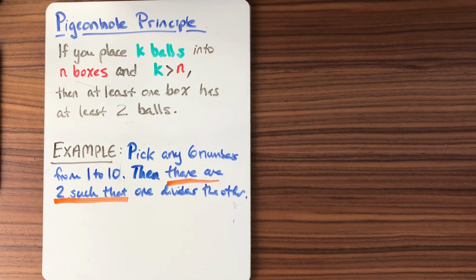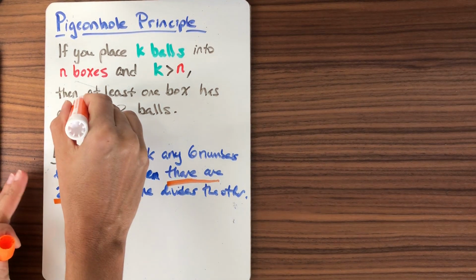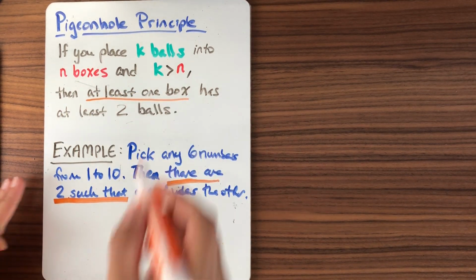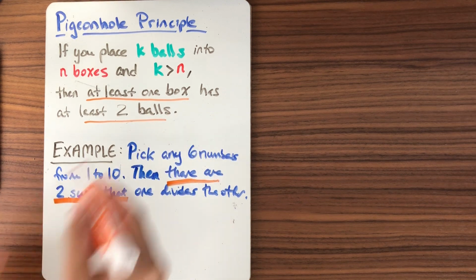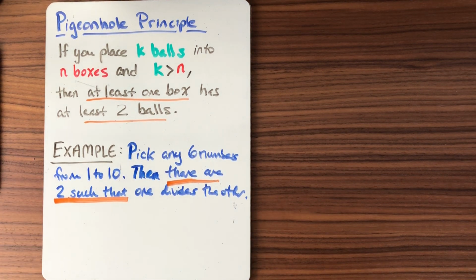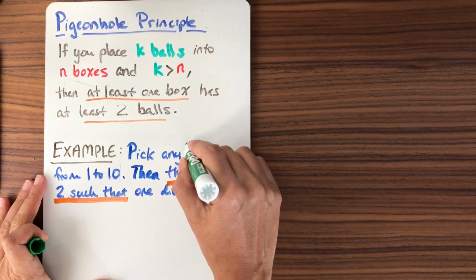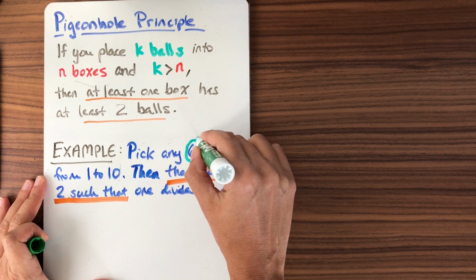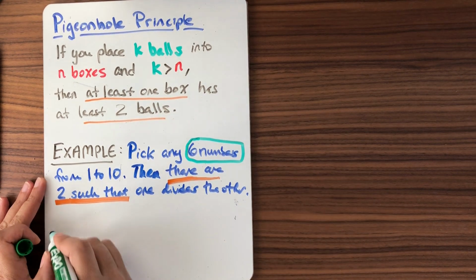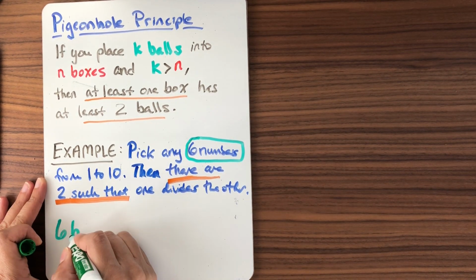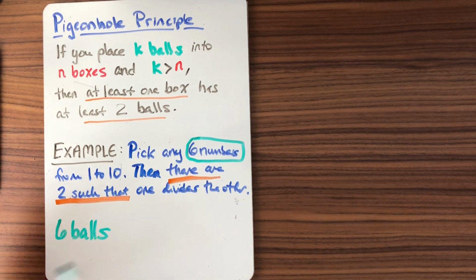Okay? So now you want to think, all right, well, here we go. At least one box that has at least 2 balls. There's my 2. Okay, so there are at least 2. Those are my balls. What are the balls? They're numbers. Here are my balls. These are the balls. So I'm going to pick 6 balls. And I want to make sure the pigeonhole principle applies.